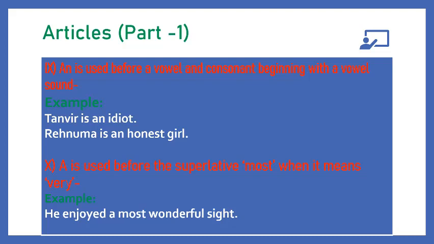For the first example, an is used before the word idiot because the word idiot starts with a vowel letter and also with a vowel sound. For the next example, notice the word honest, as the h is silent here and the word honest starts with a vowel sound, so an is used before that word. Number 10. A is used before the superlative most when it means very. For example, he enjoyed a most wonderful sight. That's why we can say when the superlative most means very, a is used instead of the before that.